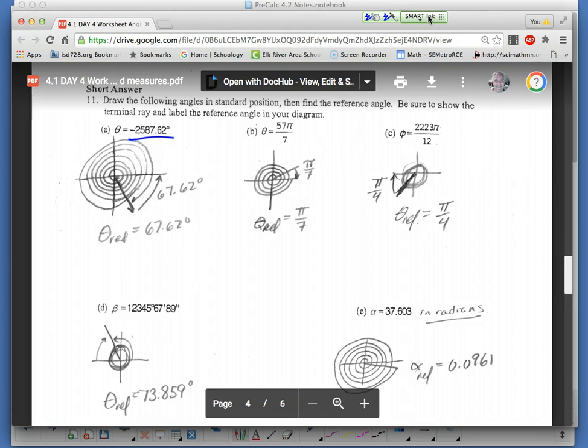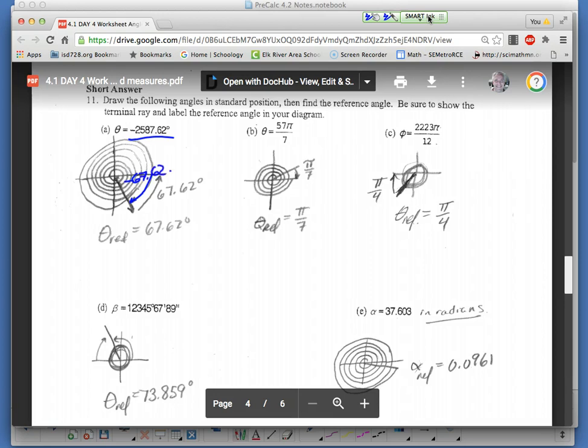2587.62. Now, I'm going to divide by 360, full revolutions, okay? And I got negative 7.1878 full revolutions in my calculator. Well, I'm going to take off everything to the left, because I'm only interested in the fractional portion, the stuff after the decimal. So now I'm going to add 7 to it because it was negative. And now I multiply by 360. And I get 67. Okay. Now, I get a negative 67 from here. When I multiplied that up, it was negative 67.62.